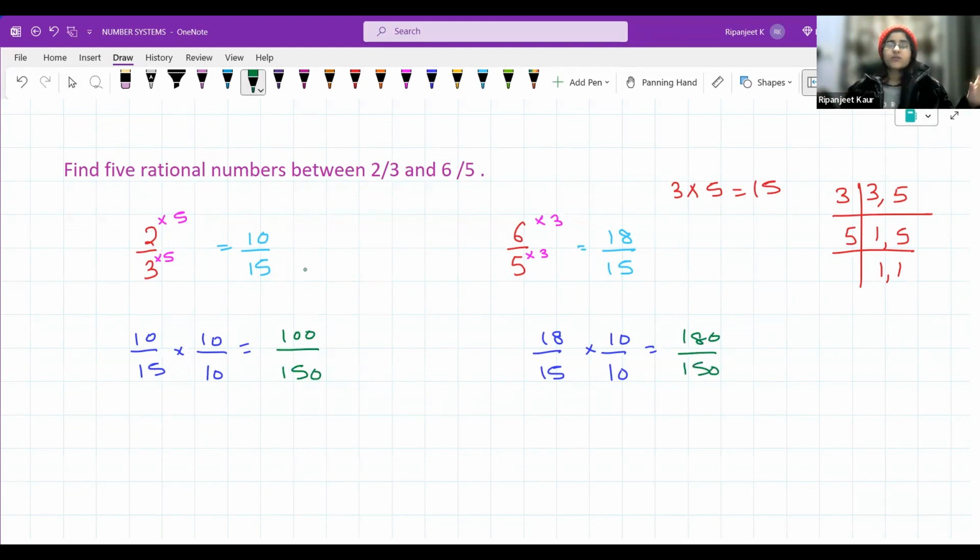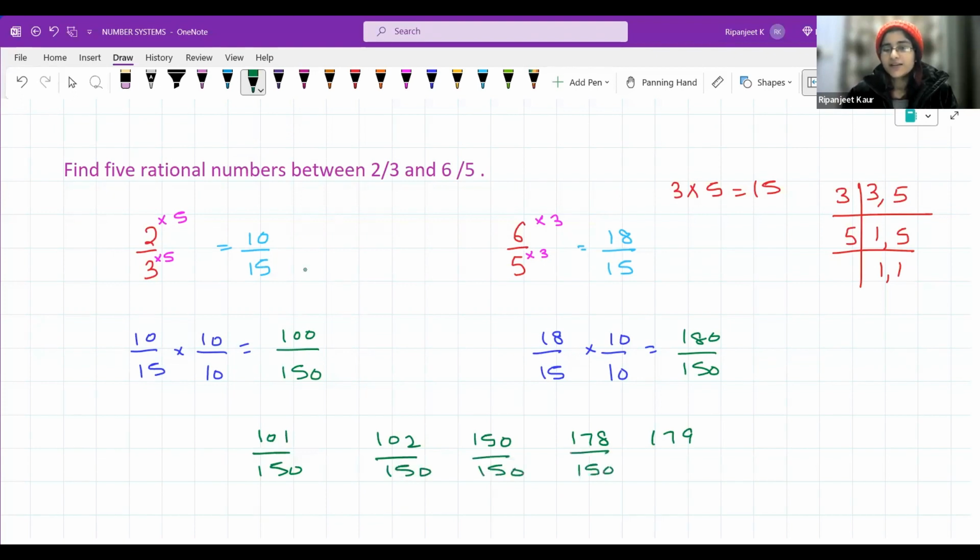Now you don't need to take care of any denominators now. We know the denominators is always going to be 150. Just find out the numbers between 100 and 180. What are the numbers between 100 and 180? Well, any number can be taken, right? 101, 102. Okay, before 180, 179, 178, and any random number we can take, 150. Oh, 150 over 150, can't we? Isn't it interesting? So 150, 150, 150, everywhere 150, right? So we found 5 rational numbers when the denominators are not same.